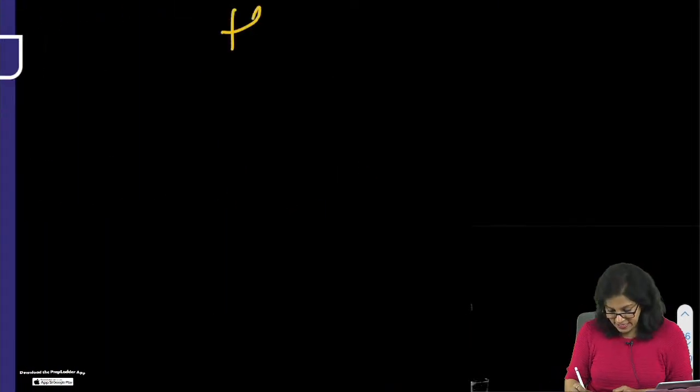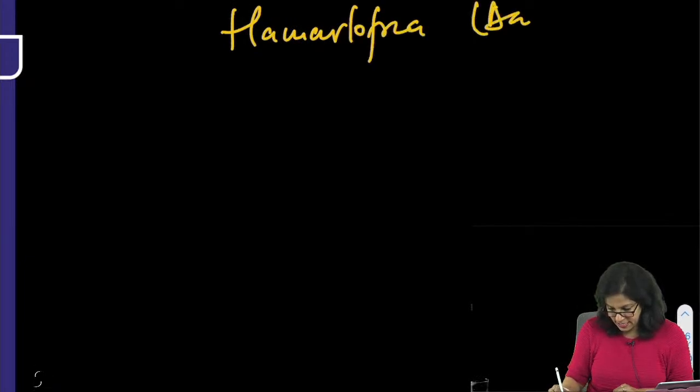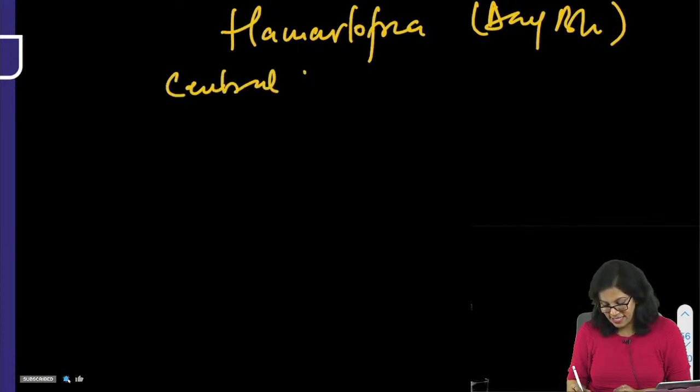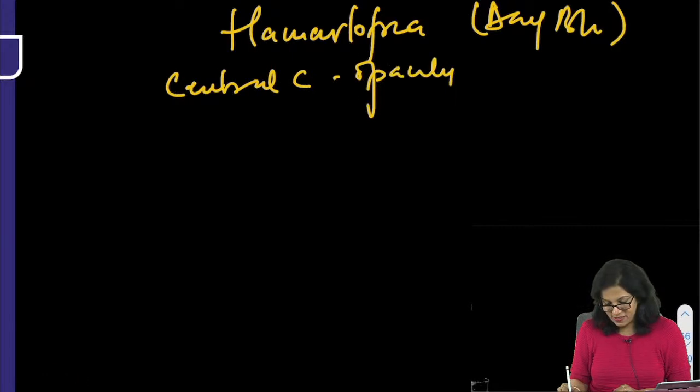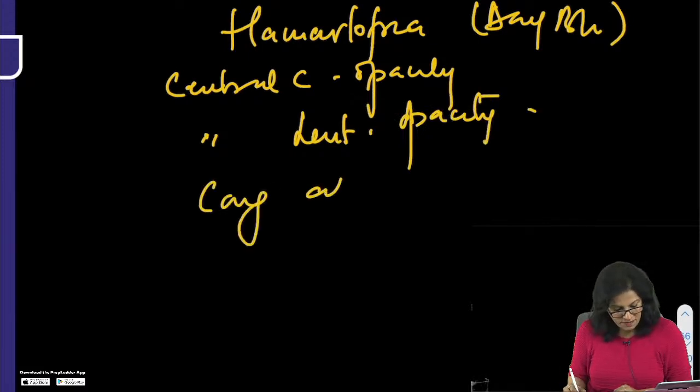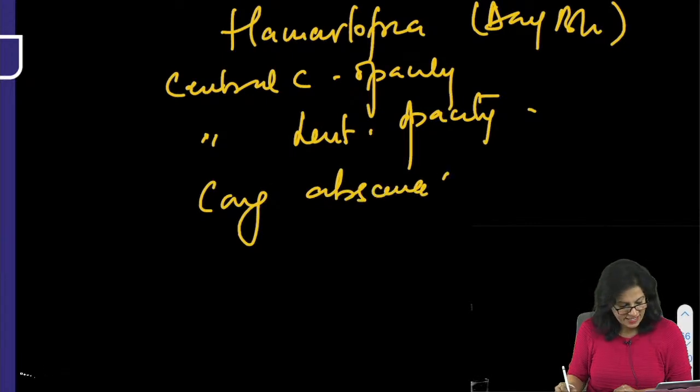And what about day blindness? It is called hemeralopia. Hemeralopia is day blindness. And what are the causes here? Just remember, any central opacity can lead to day blindness. That means central corneal opacity, right? Another will be central lenticular opacity and congenital absence of what? Cones or rods? Cones. You know? Congenital absence of cones.